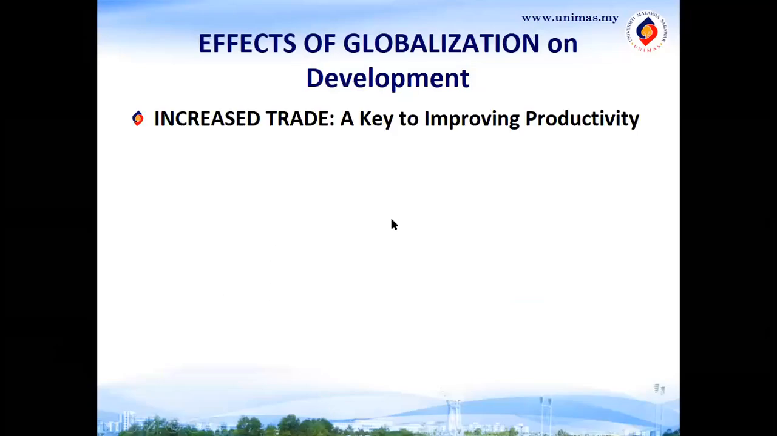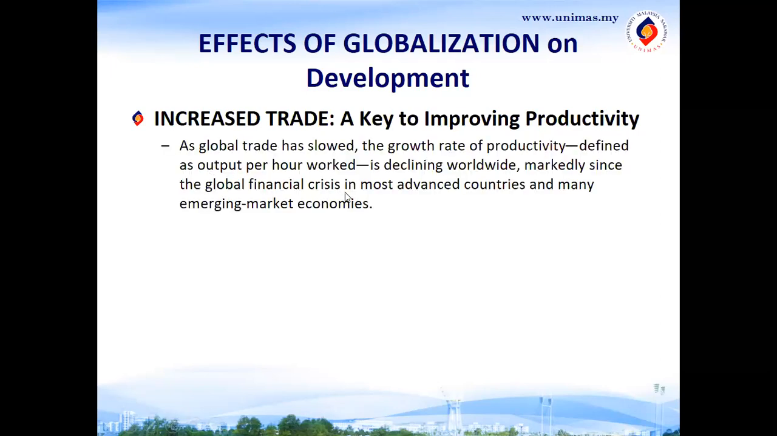And also in terms of trade, globalization increased trade, which is a key to improving productivity in any country for that matter. So as global trade has slowed, the growth rate of productivity has also been declining in the world since the global financial crisis. We had several financial crises, and the recent one was in the 1990s, the 90s. So that has affected trade and also productivity worldwide.